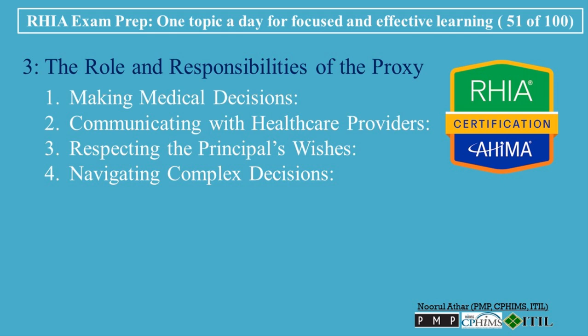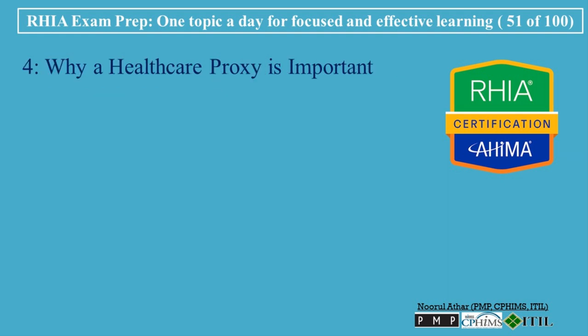In these cases, the proxy should rely on the principal's stated preferences and work closely with medical professionals to ensure the best possible outcome. 5. Advocating for the principal. The proxy must act as an advocate for the principal, ensuring that the healthcare team follows through on the principal's wishes. This can include discussing alternative treatments, seeking second opinions, or challenging recommendations that do not align with the principal's preferences. 4. Why a healthcare proxy is important.